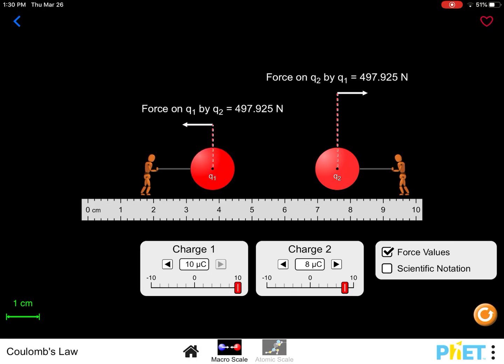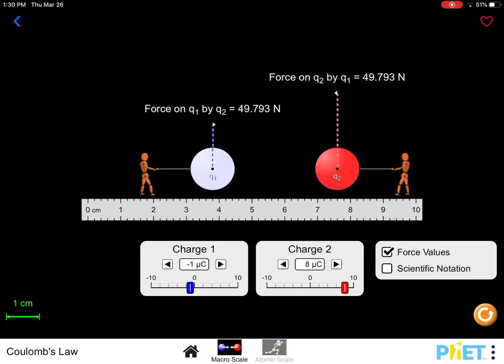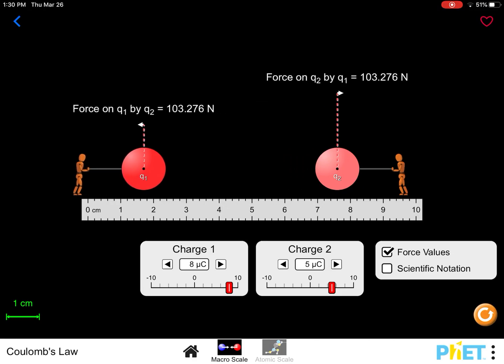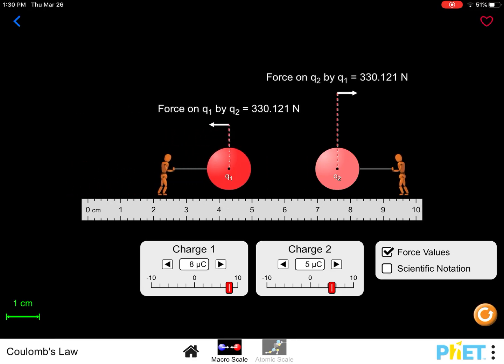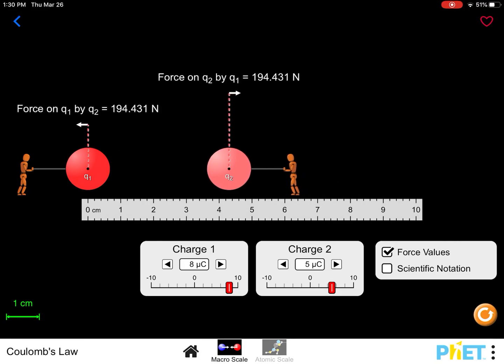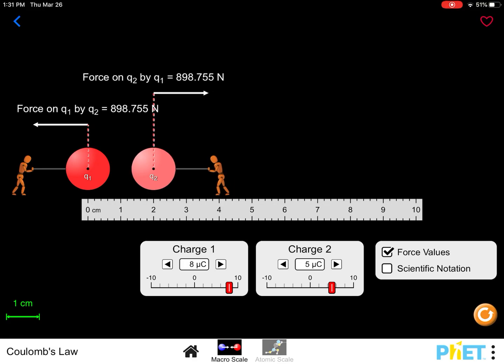It's measured in microcoulombs. That's times 10 to the negative 6th. Positive charge, negative charge. Notice when the charges are opposite, they attract. When the charges are the same, they repel. We have the force values up there measured in newtons. We can move the objects farther and closer. Q1 is at the 0 centimeter mark, and I could put Q2 at, for example, the 2 centimeter mark. So they're 2 centimeters apart. When we measure the distances, we always measure from the center of one to the center of the other. That's why these are 2 centimeters apart.